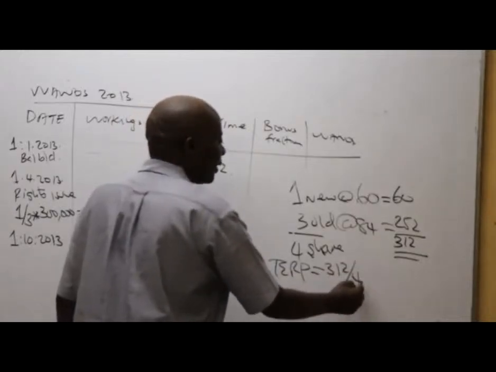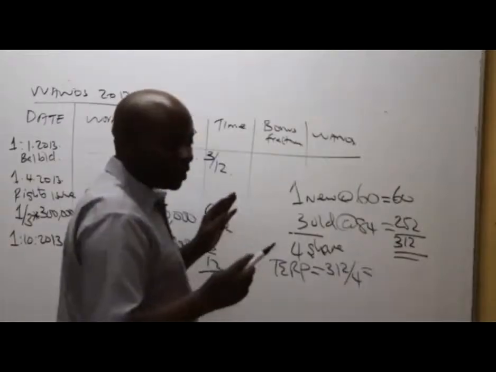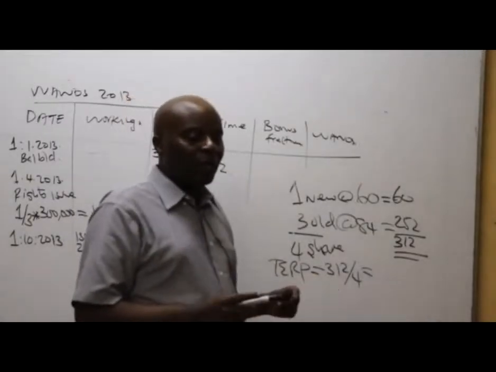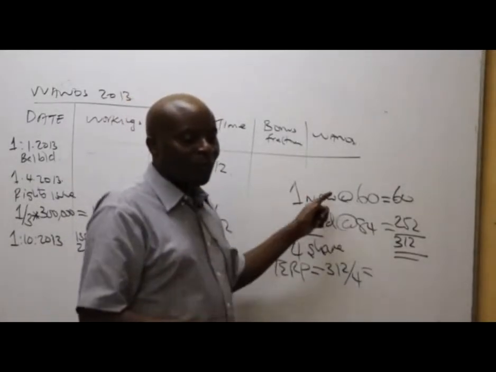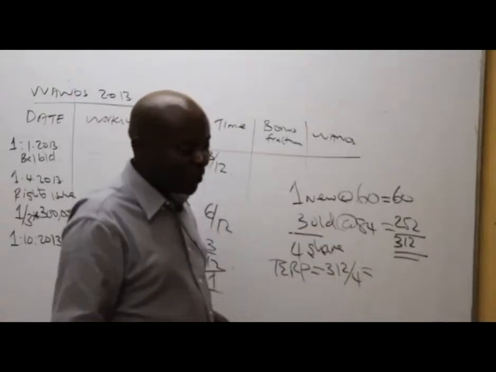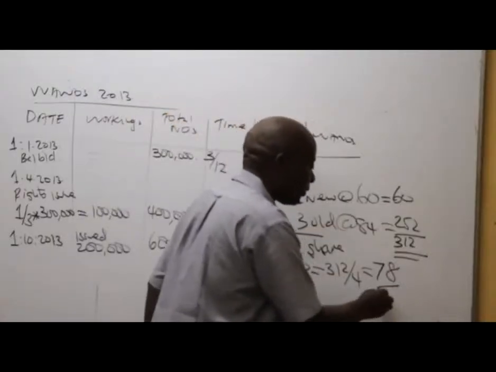312 over 4. Ladies and gentlemen, you may not have gotten anything from this module, but I so strongly believe that at least umeshika formula ya theoretical exercise price. Uendi nyumbani bure, uendi home bure. So this is 78 like that.